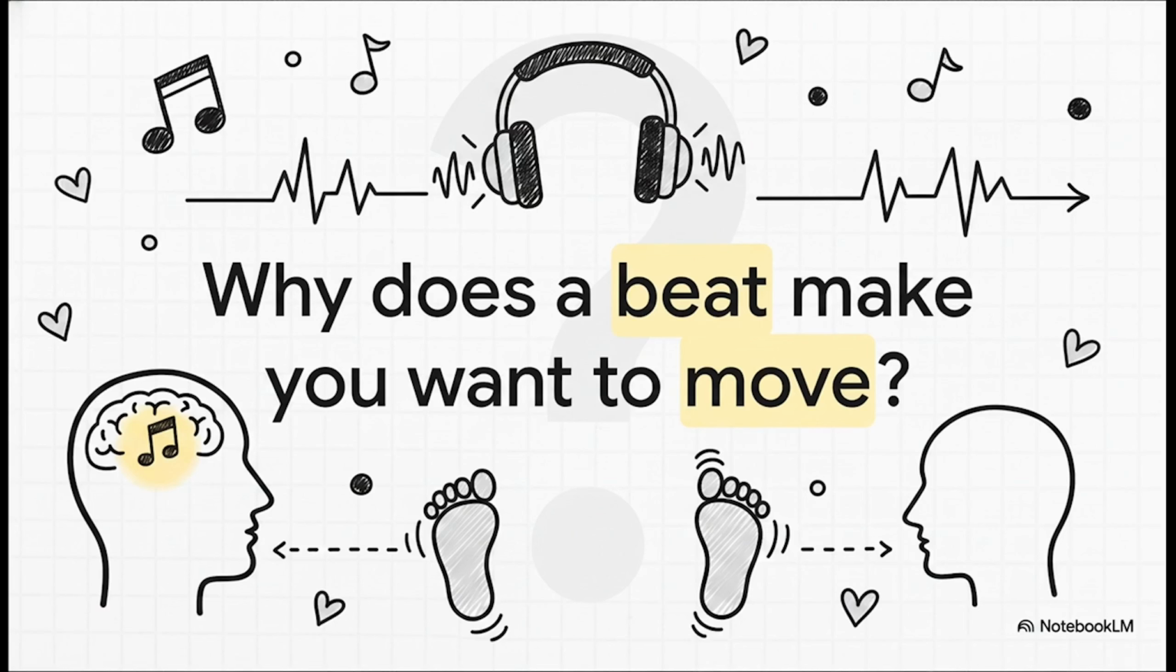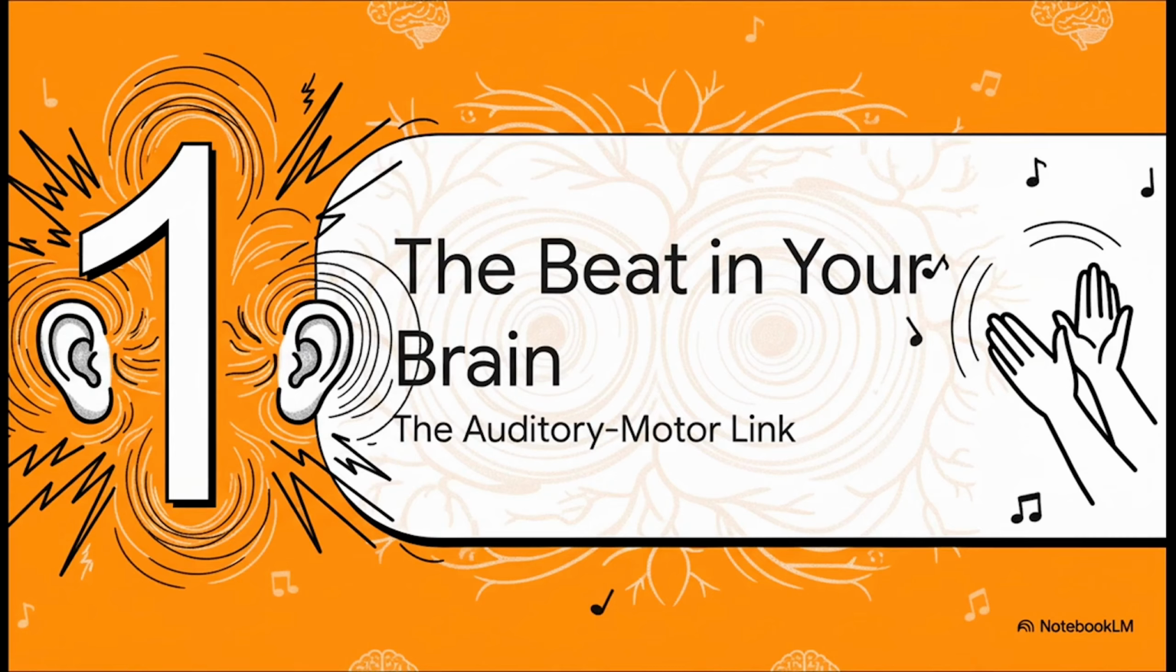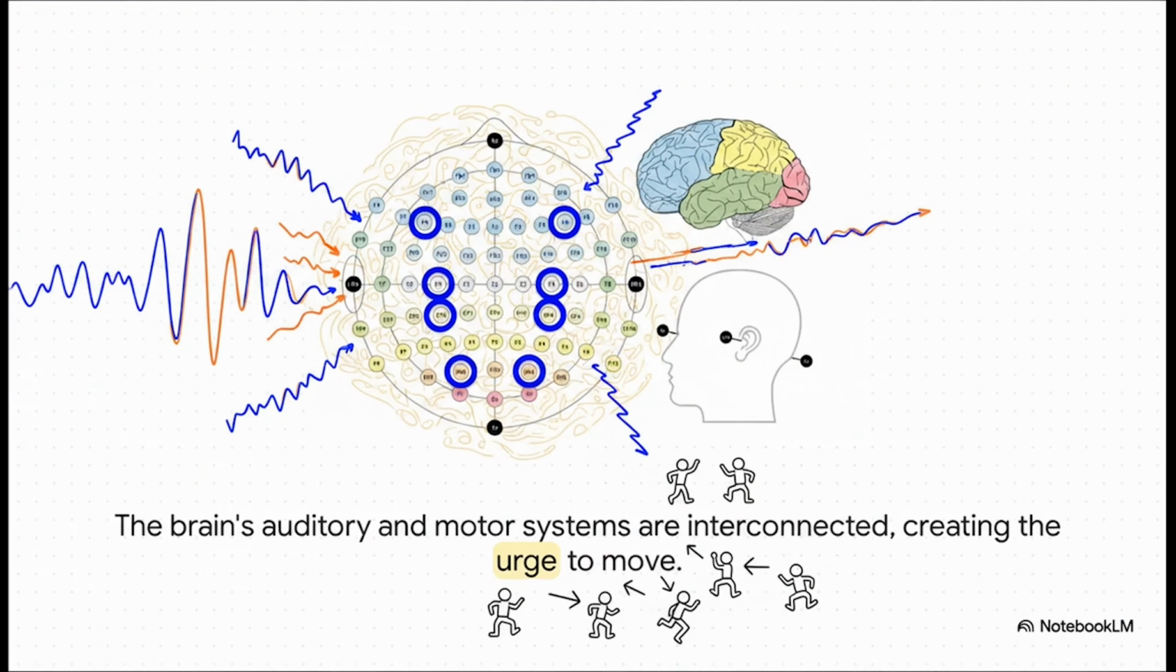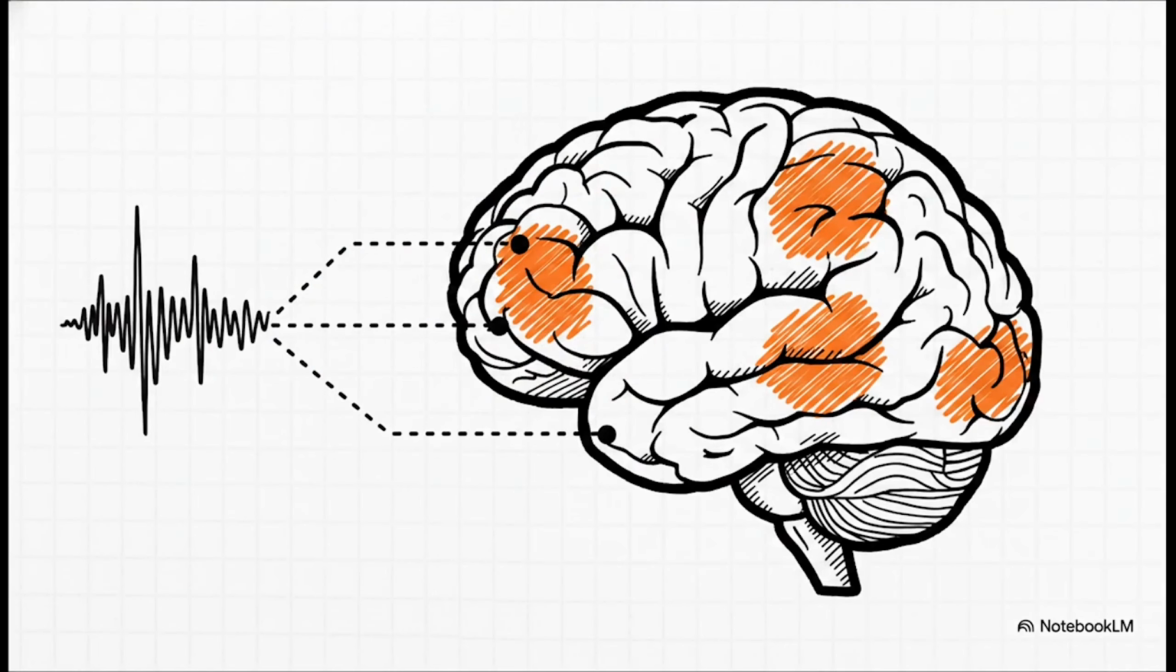Well, it turns out the answer is literally hardwired deep inside our brains. So, to really understand this, we first need to look at this fundamental link in our neurology, this deep connection between what we hear and our impulse to move. What you're looking at here is actually pretty profound. When you listen to a rhythm, it's not just the hearing parts of your brain that fire up. Research shows that your motor-related areas also activate, even if you're sitting perfectly still. Your brain is basically rehearsing the movement before you even make it, and that's what creates that spontaneous urge to dance.